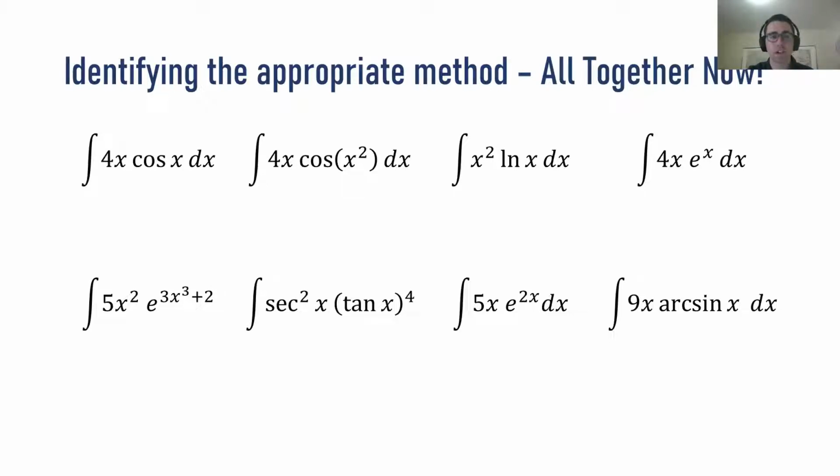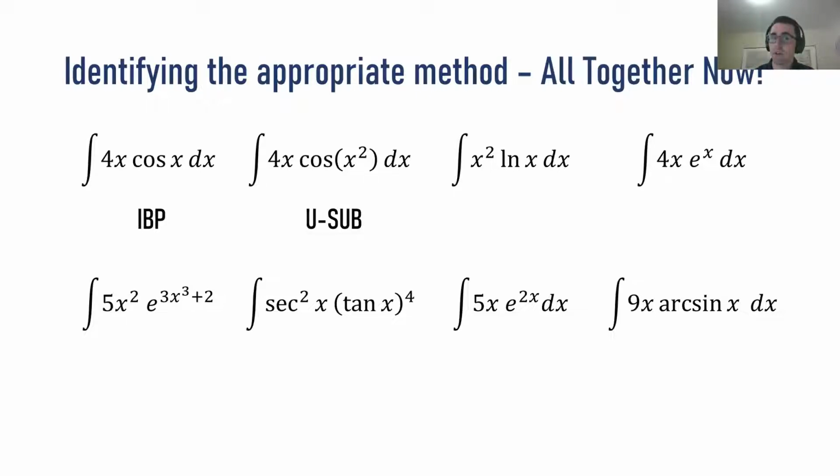All right, let's break each of these down. Hopefully you wrote them down on a note card or something like that. Here we go. First one's going to be integration by parts. Just have 4x times cosine of x, that's it. I don't have any derivative of the inside hanging around, so that's integration by parts.